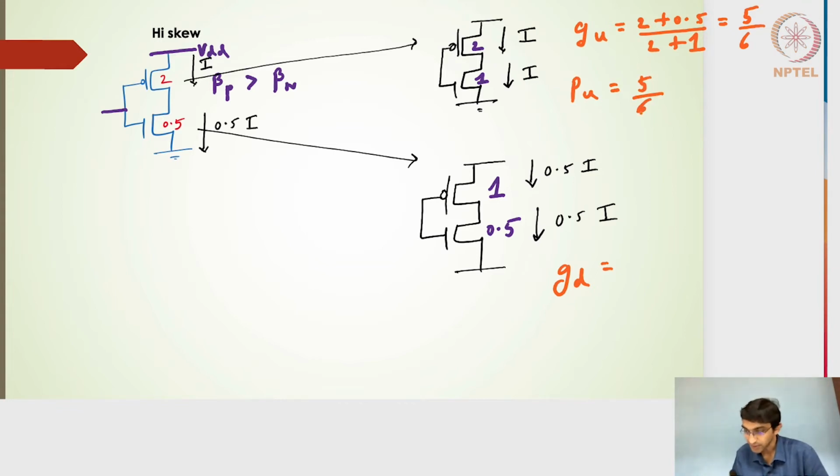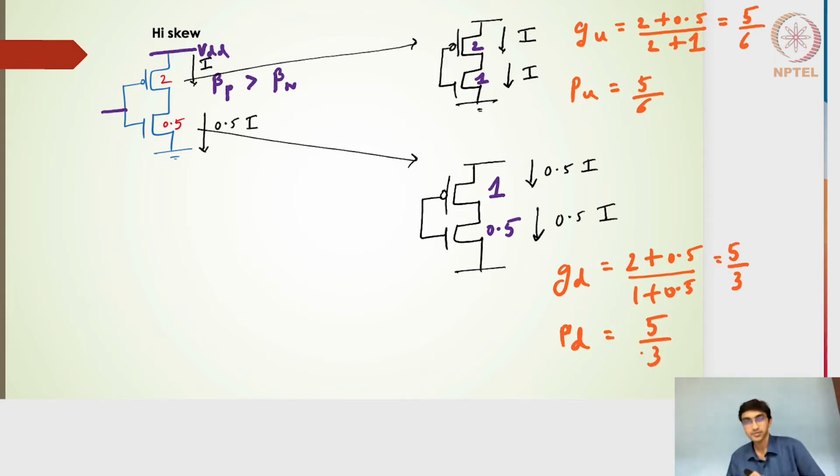Logical effort for going down signal is nothing but 2 plus 0.5, right? 2 plus 0.5 divided by 1 plus 0.5, which is nothing but 5 by 3. And the parasitic for going down will again be nothing but 5 by 3. All right, so this is how we will evaluate the logical effort and then the parasitics.